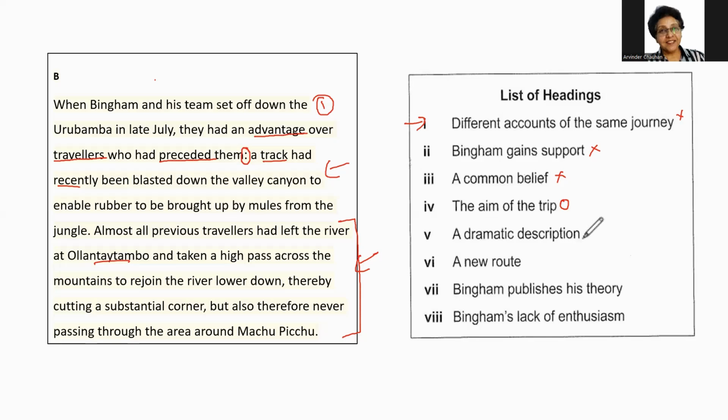Was there any dramatic description? No. A new route? Yes, a new route was found. However, we'll check out the other two also. Did Bingham publish his story? No. Was there lack of enthusiasm? No. So the correct answer is a new route. Fine. So that's going to be the heading for this one, right? Easy, isn't it? Let's move on.